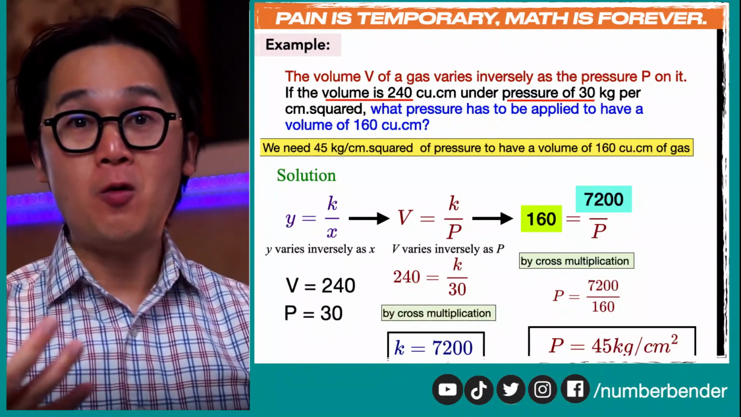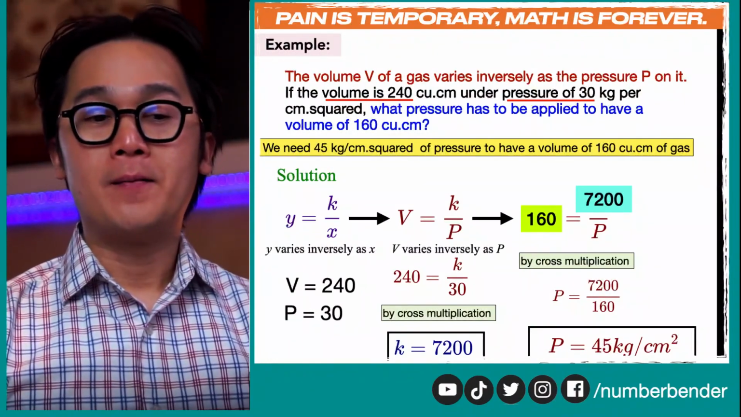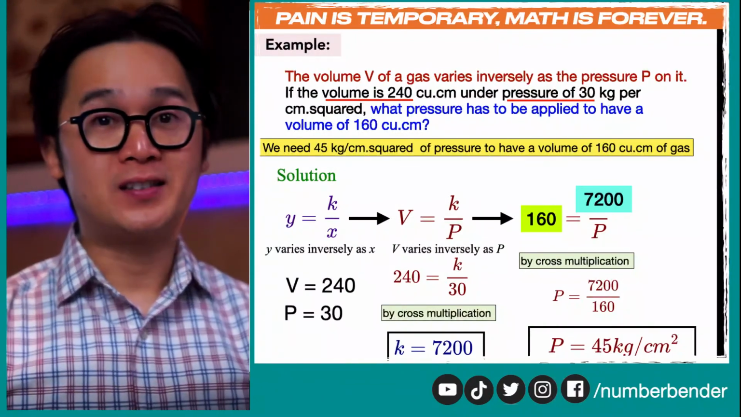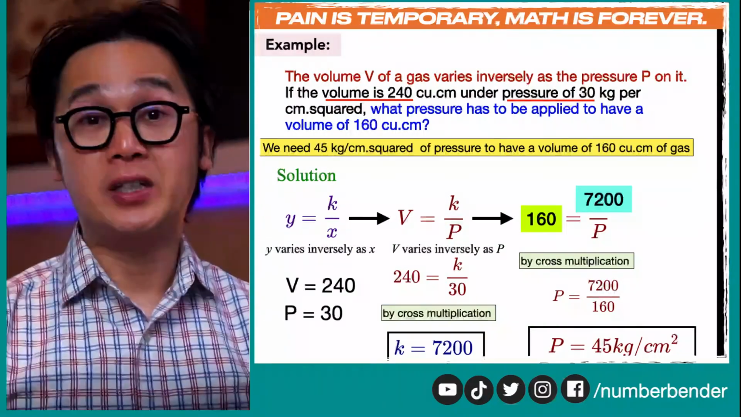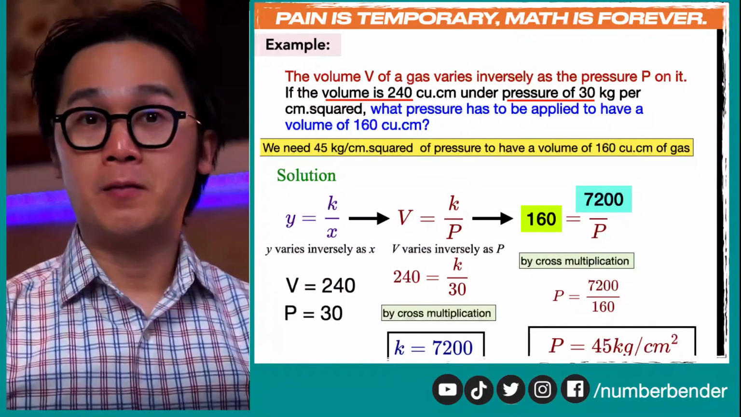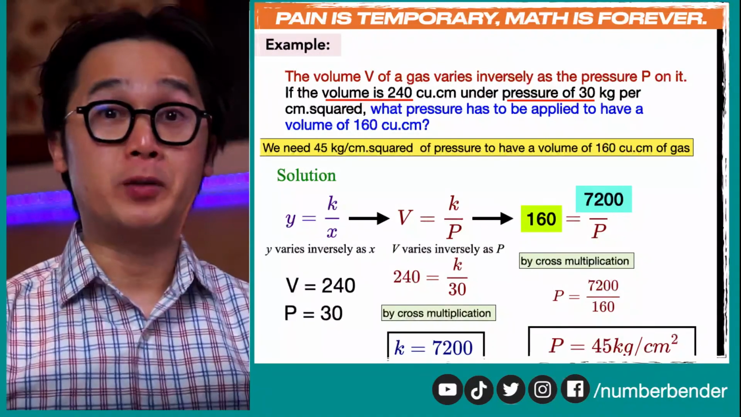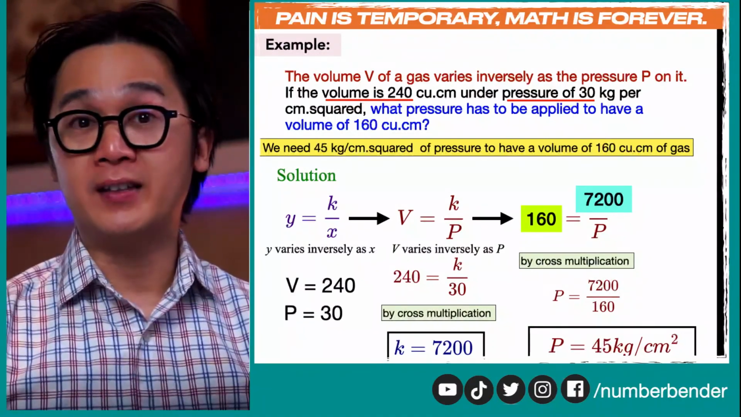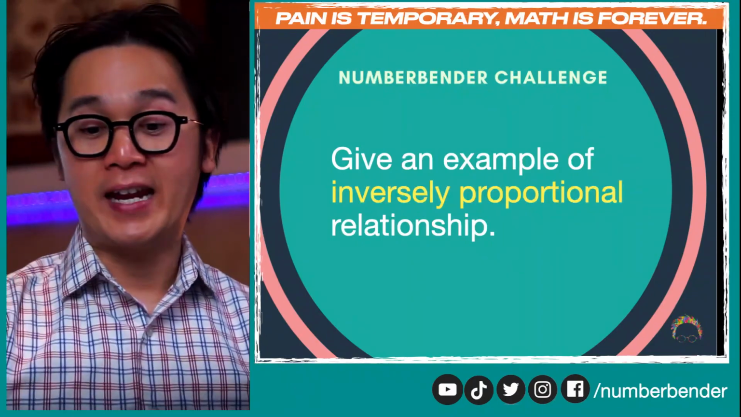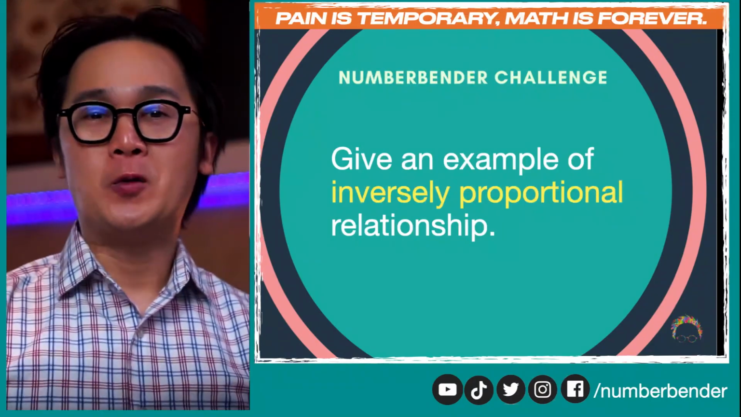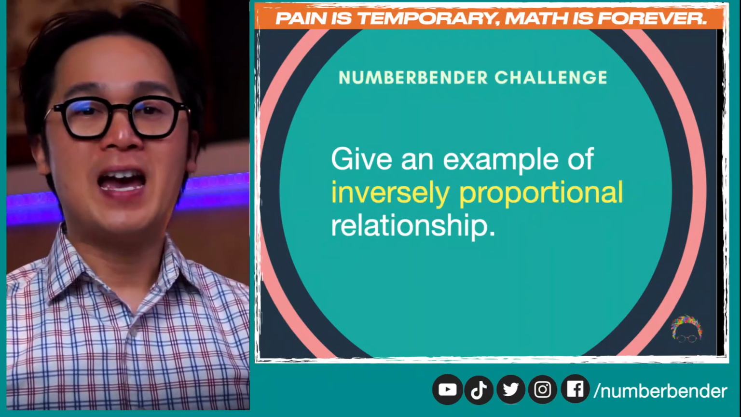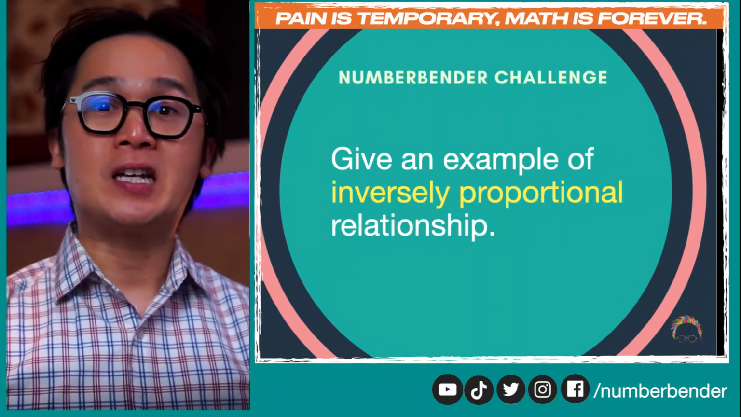So this is how we use our new formula for today, which is y is equal to k over x. And this is specific to this type of relationship, which is inverse variation. That means if your input is increasing, your output is decreasing. So for our Numberbender challenge for the day, let's see who can give me an example of a relationship that is considered to be inversely proportional.